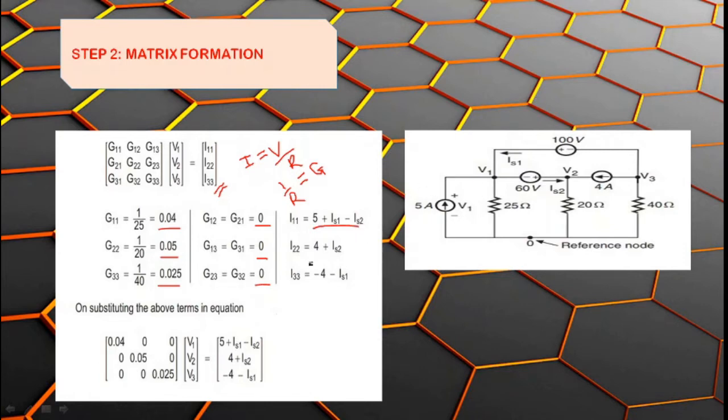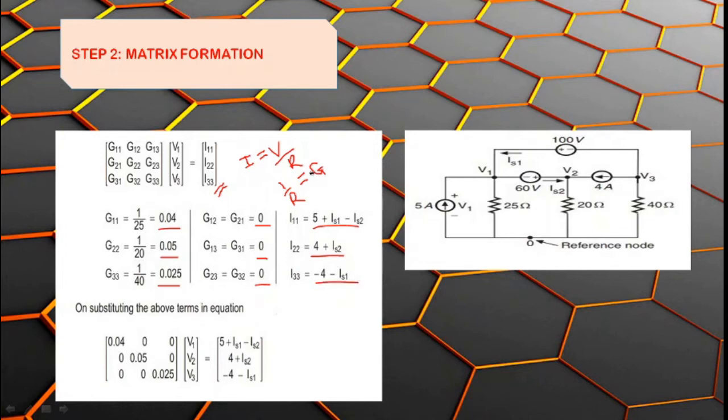Next I22, current sources connected with node 2. I have 2 sources. This IS2 is going towards my node 2. So plus IS2. This 4 ampere is coming towards my node 2. So plus 4 plus IS2. Now moving on to I33, which is current source connected with node 3. Again I have 2. 4 ampere is going away. So minus 4. This IS1 is also going away, as you can see, the arrowhead is away from node 3. So minus IS1. So minus 4 minus IS1.